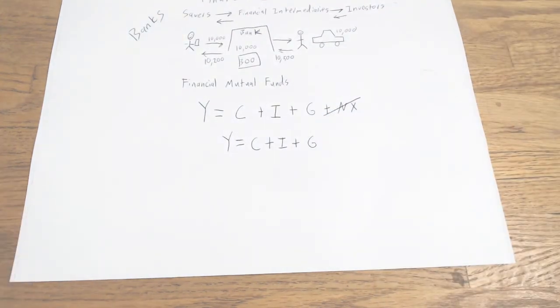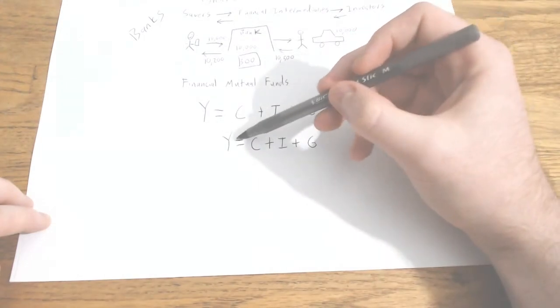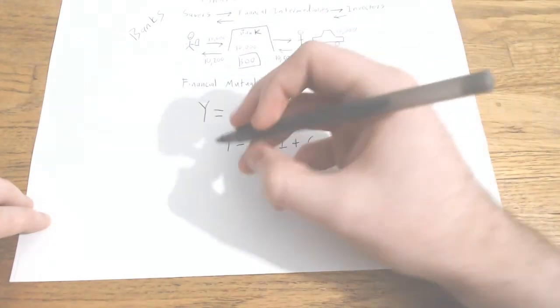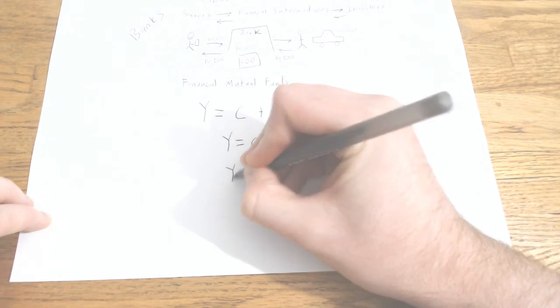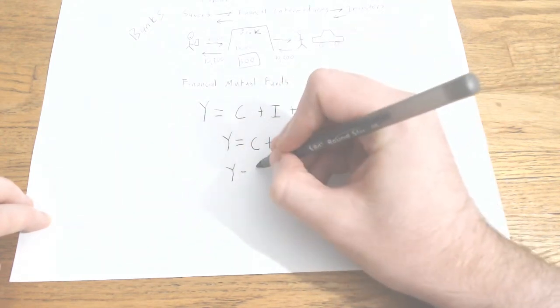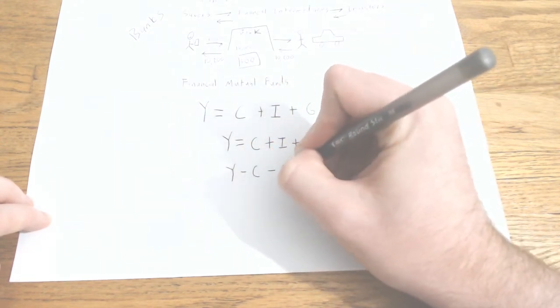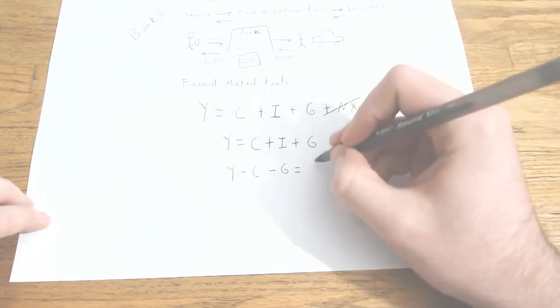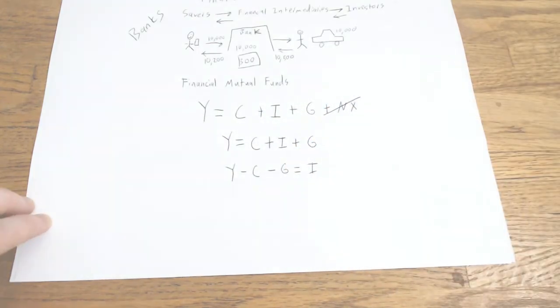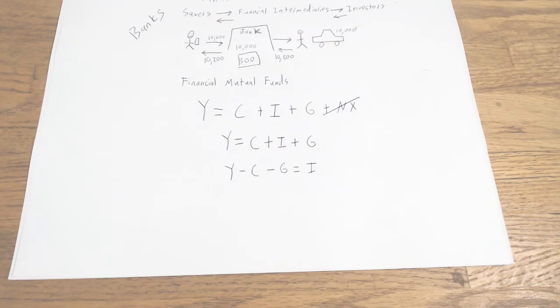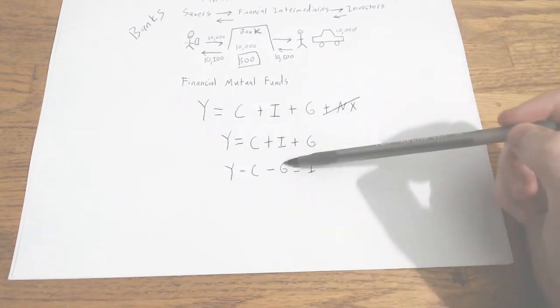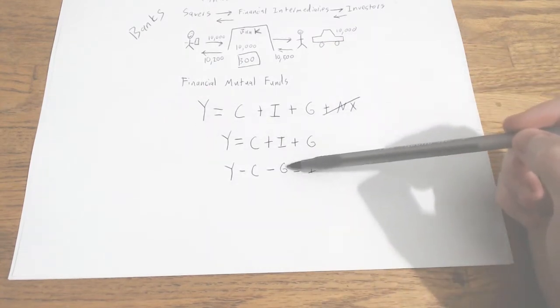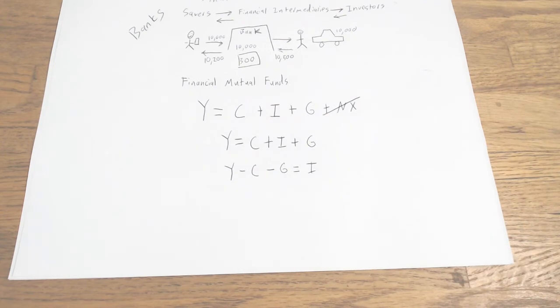We can rearrange this equation to get I by itself. If I subtract C over and I subtract G over, I'm going to have Y minus consumption minus government spending is equal to investment. Let's consider the left side of this equation: Y minus C minus G.